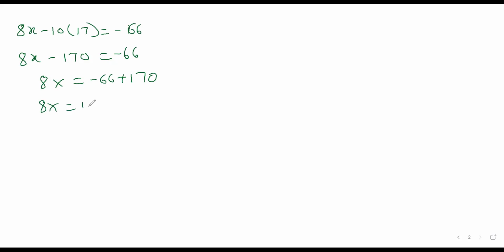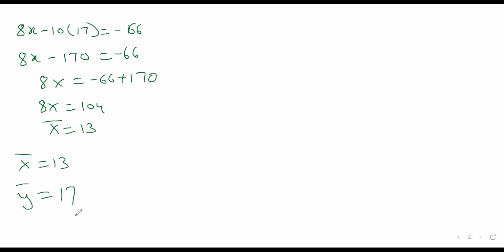So 8x is equal to 104. X is 13. So bar x is 13, bar y is 17. We have got the bar x and bar y by solving both the regression lines simultaneously. The next is correlation between x and y.